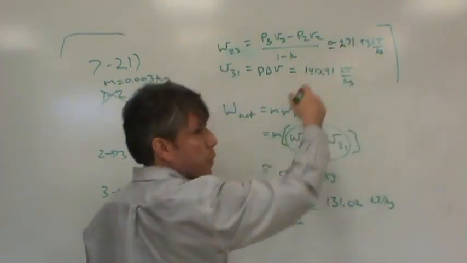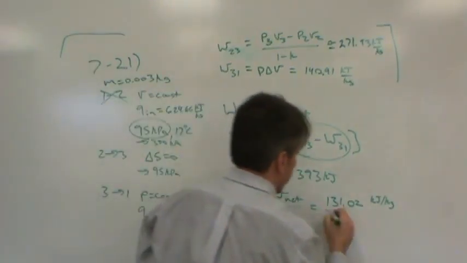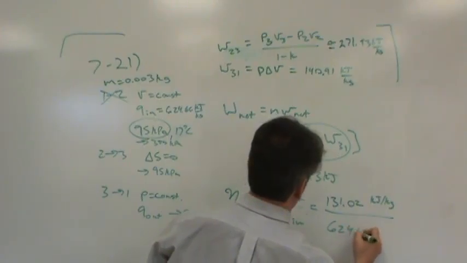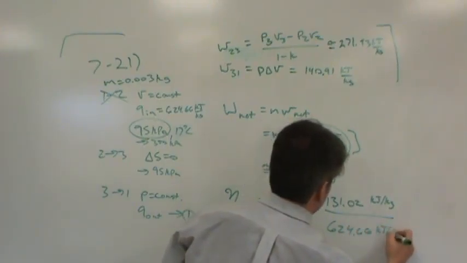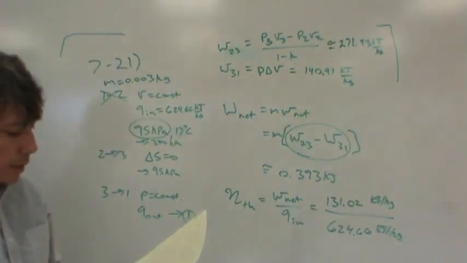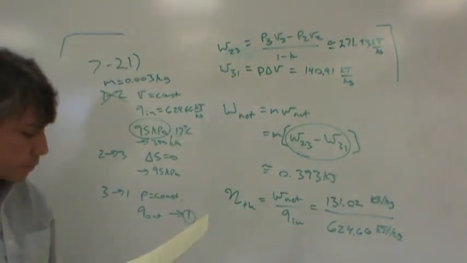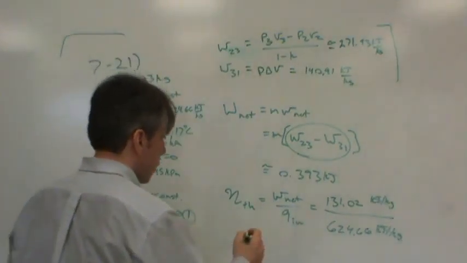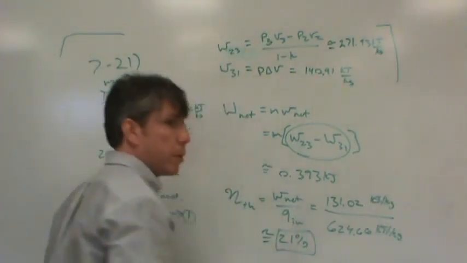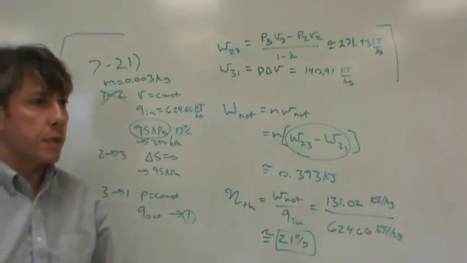So that's just the difference between those two, right? That's the net specific work divided by Qn. Qn, we put in 624.66 kilojoules per kilogram. Take the ratio of those two on your calculator, please. What do you get? 0.2097. So about 21%. So the thermal efficiency of the cycle is about 21%.